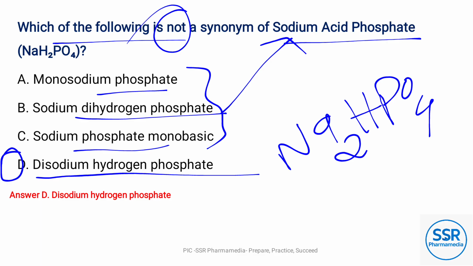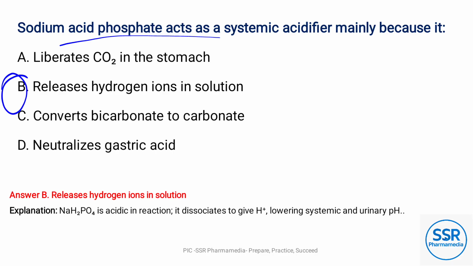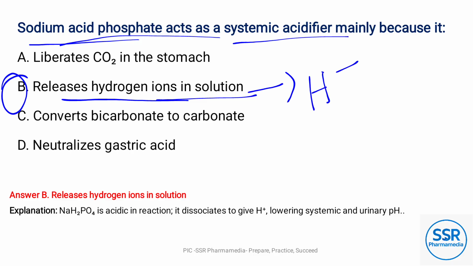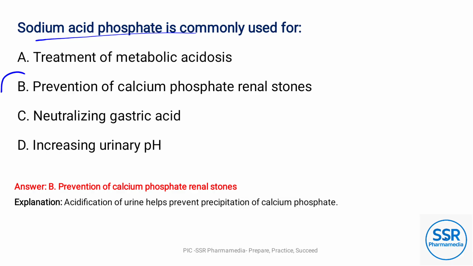Sodium acid phosphate acts as a systemic acidifier mainly because, option B, it releases hydrogen ions in solution. So it acts as a systemic acidifier because in solution it liberates hydrogen ions. Sodium acid phosphate is commonly used for, option B, preventing calcium phosphate renal stones.